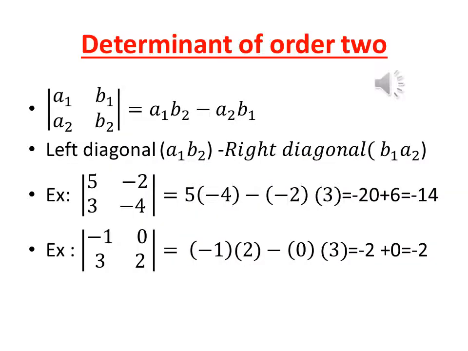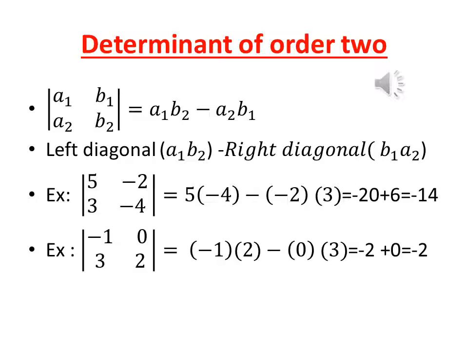What is the determinant? The determinant is a shape and method to determine the value and arrange this value in rows and columns. A determinant can be determined by its order, and the determinant may be order 2 or order 3.